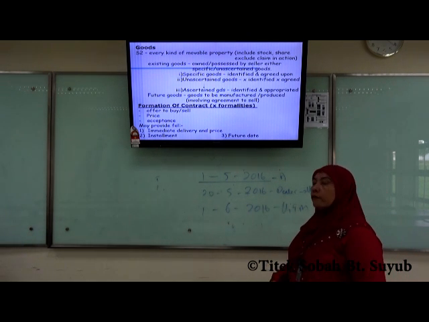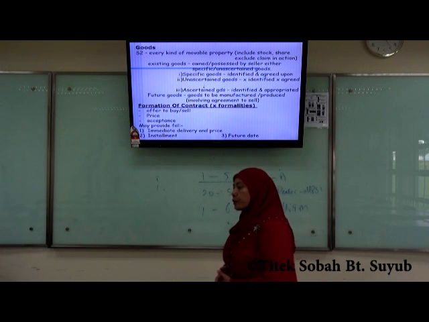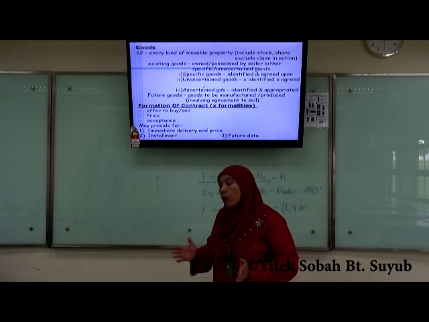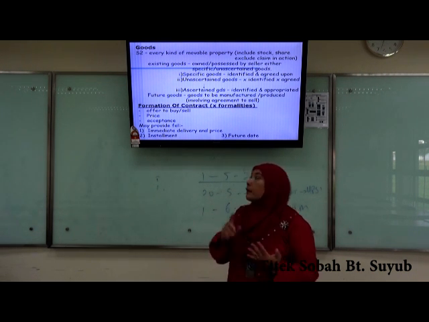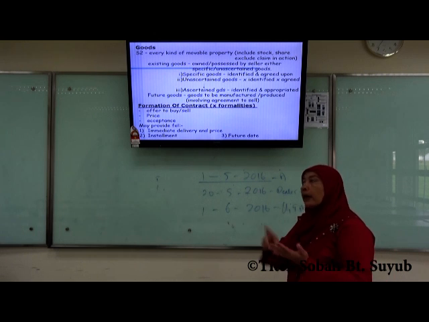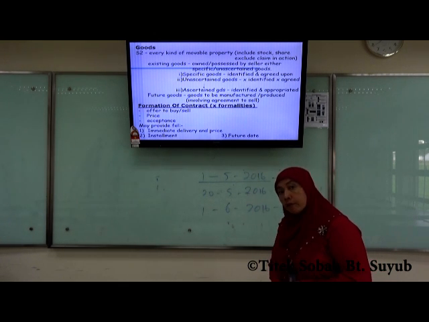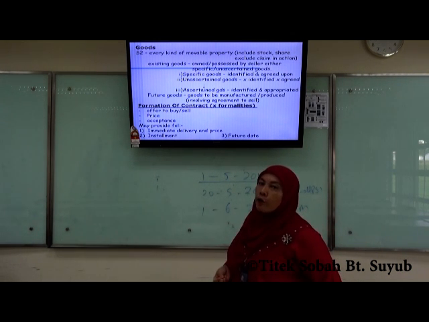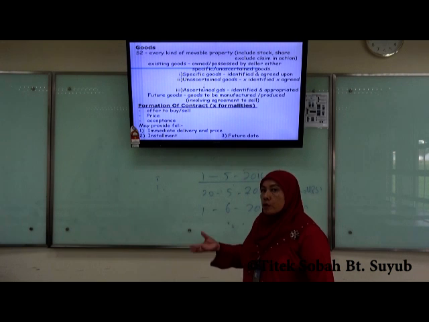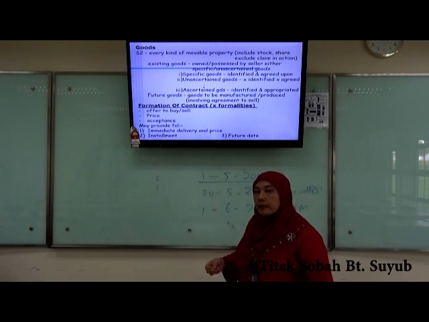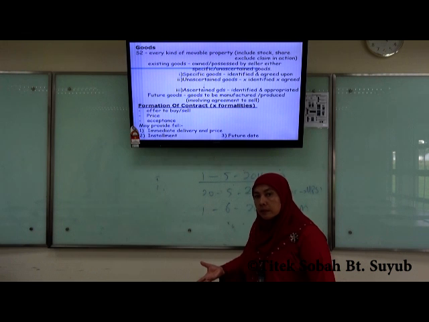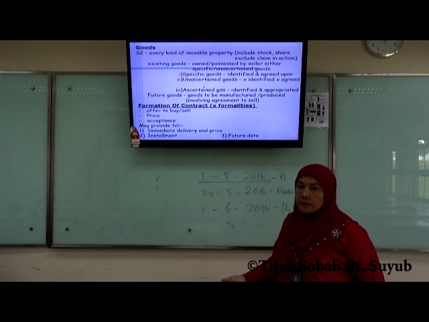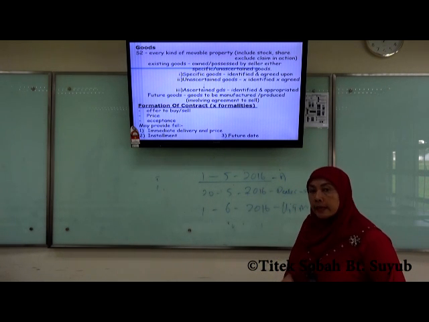So now let us have a look at the formation of contract. Under this contract of sale, there are no special formalities which need to be followed by the seller and the buyer. As long as there is offer to buy, there is acceptance and there is price, this is a valid contract already. That's why almost every day we are involved in contracts of sale. You bought your breakfast, right? You go to the store, you choose your item and you pay for the said item. No formalities, right? That is a valid contract of sale because offer is there, acceptance is there, and price is there.